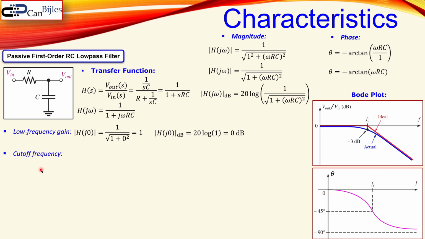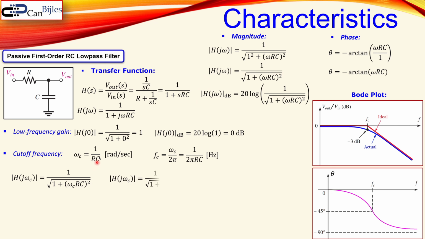What about the cutoff frequency? The cutoff frequency is given here by this formula, which is in units of radians per second, or if you want to have it in hertz, you divide this expression by 2 pi and you have now 1 over 2 pi RC. Now in order to calculate the cutoff frequency, you can substitute the expression which you have here and equate that to 1 over the square root of 2. That is the definition of the cutoff frequency.